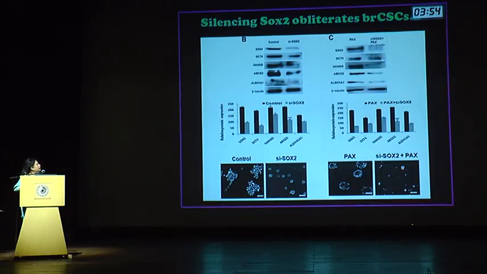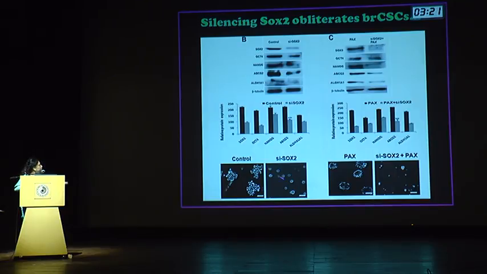And similar assays were done. Even paclitaxel, which we found could kill the bulk tumor cells, when administered after down-regulating SOX2, was able to down-regulate ABCG2, which it normally could not. It could do it when SOX2 was obliterated. So definitely, there was a big connection between SOX2 and chemoresistance.